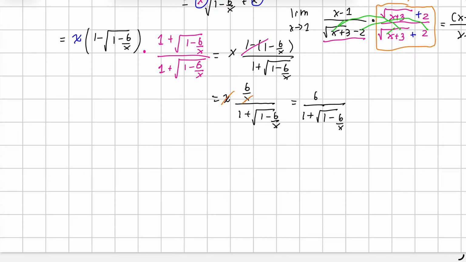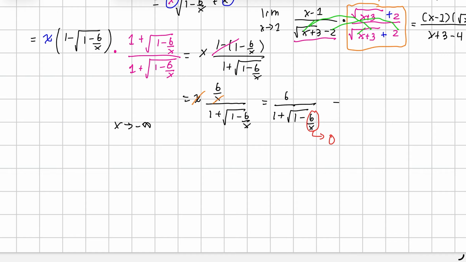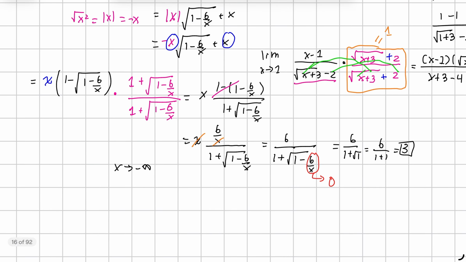Now, we are looking as x approaches negative infinity, right? So as we go to negative infinity, this is going to be dividing by larger or more negative numbers. So that's going to approach 0, right? And then this is going to leave us with 6 over 1 plus the square root of 1, aka 6 over 1 plus 1, aka 3. So now you know how to evaluate radical functions and take the limits of them.